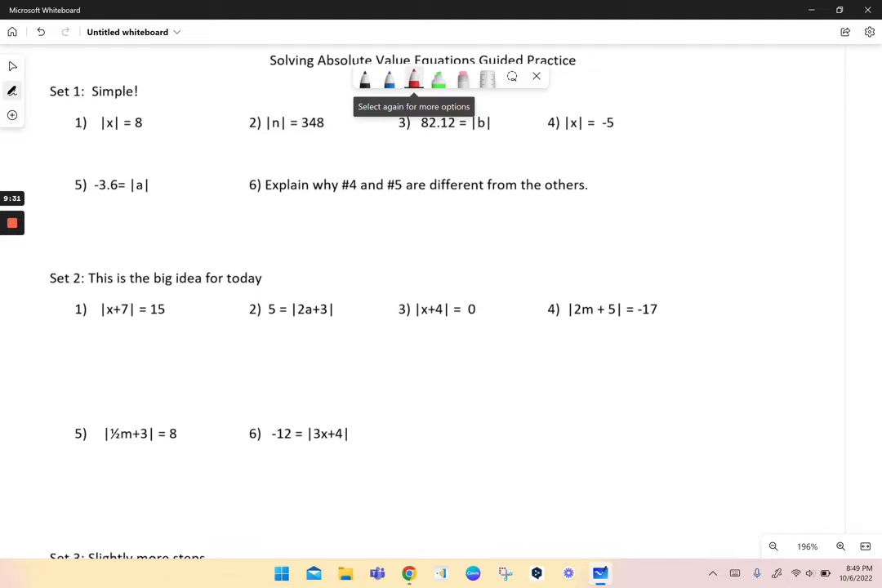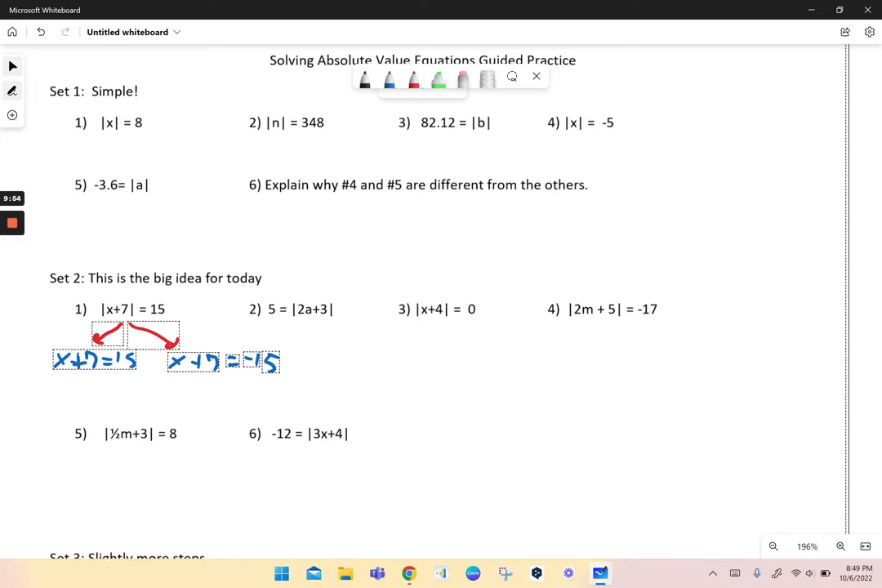Okay. Hopefully we notice that for this first one, the thing inside the absolute value is going to get turned positive. So either the thing inside, x plus 7, could equal 15, or the thing inside, x plus 7, could equal negative 15. If this comes out to be 15, absolute value of 15 will be 15. If it comes out to be negative 15, absolute value of negative 15 will also equal 15. And now we're just solving each one of these equations. So we're going to subtract 7. And it's actually going to be the same steps for both of the equations.